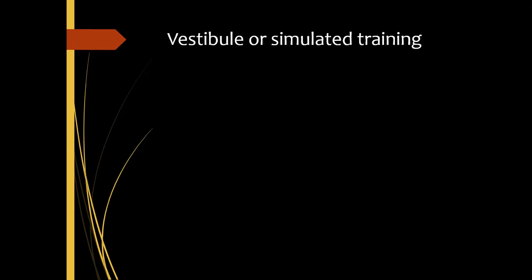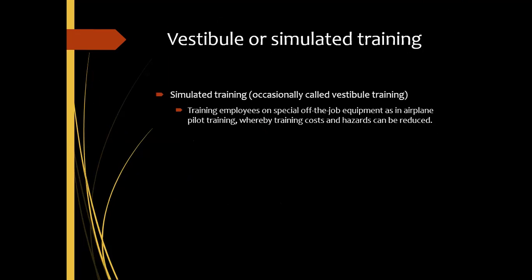Okay, then we have vestibule, or you can say simulated training. Now, what is simulated training? Basically, this type of training is conducted using special training equipment. बहुत सी ट्रेनिंग हमारी ऐसी होती है जो हम लोग on the job नहीं कर पाते. So we need to have equipment, machinery in this kind of training.